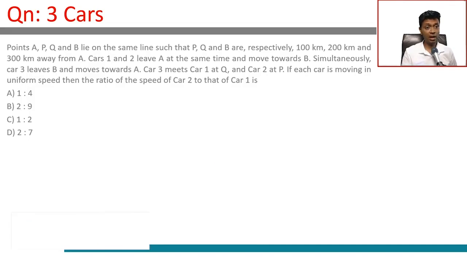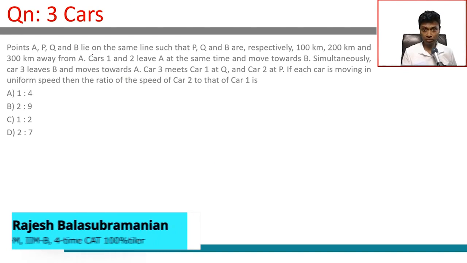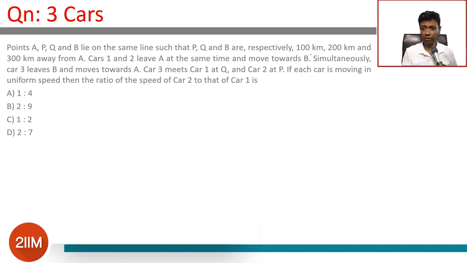3 cars. Points A, P, Q and B lie on the same straight line such that P, Q and B are respectively 100 kilometers, 200 kilometers and 300 kilometers away from A. And it looks like this. So A is here, B is here, and then P and Q are in the middle. That part is not explicit. B is farthest away, 300 kilometers. I'm going to assume that they are in this order: 100 kilometers, 200 kilometers, 300 kilometers. I'm going to assume that P and Q are in between A and B. That seems like a reasonable assumption.